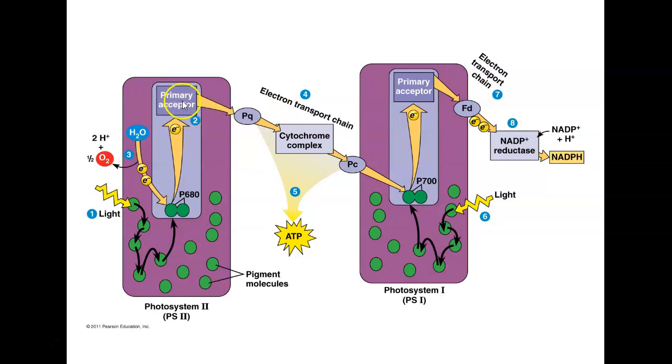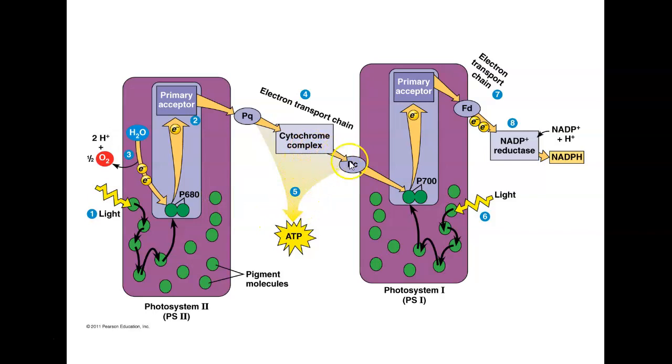The electrons that leave here go down an electron transport chain. So they're kind of going down. You can see they go stepwise down. During that process, some ATP is made, and we will come back to that. That's where those hydrogen ions from before are going to be used to generate ATP.